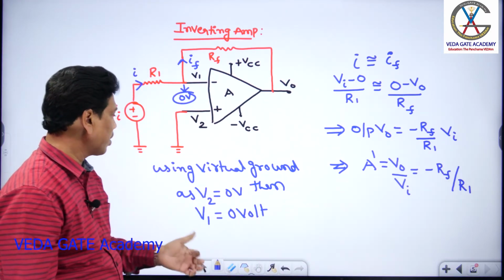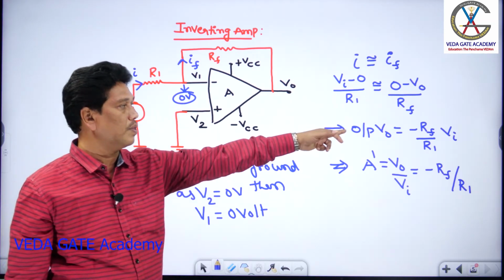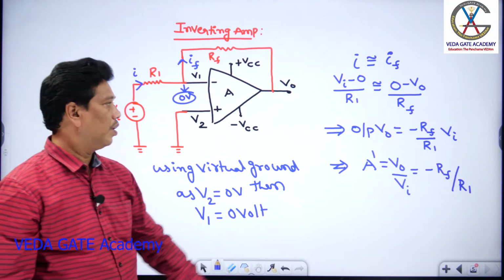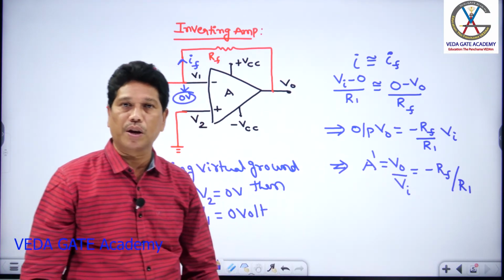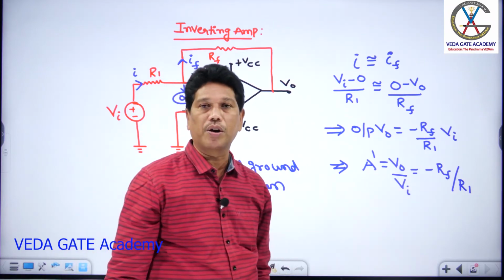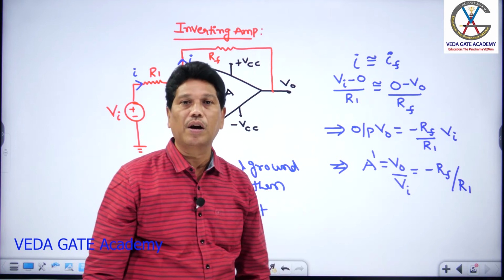So in the inverting circuit, using virtual ground, V2 is 0 means V1 should be 0. This is the expression for the output of your inverting amplifier circuit, and the closed loop gain is nothing but minus RF by R1. There the lowest gain is 0, and you can get any gain just by changing or adjusting the values of RF and R1.